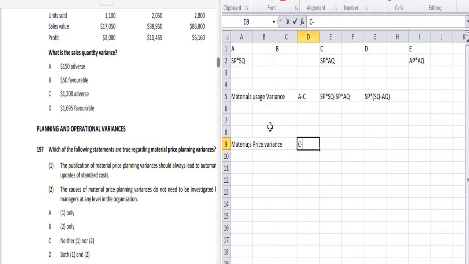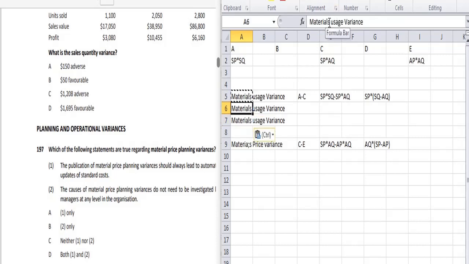How will we get that? Subtracting C minus E, means SP into AQ, the middle one, and the last one is AP into AQ. And what's common between these two? AQ is common, we will take it out, and the remaining will be SP minus AP. Now we can classify this material variance into subheadings. The material usage variance can be classified as material usage planning variance and material usage operational variance. Similarly for the price also we can calculate that.